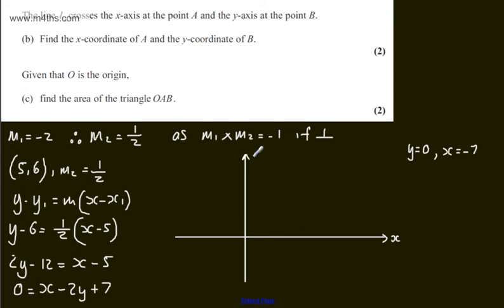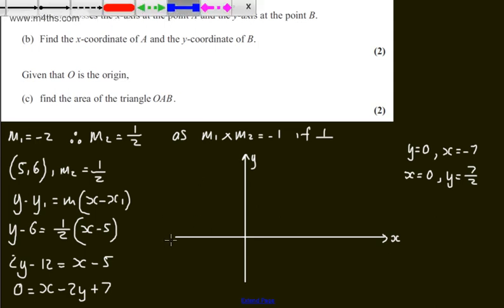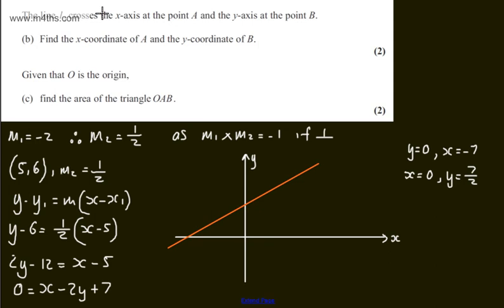It will cross the y-axis when x is equal to 0. So if we consider when x is equal to 0, we can see that y is going to be equal to 7 over 2. All I'm doing is simply plugging in the values here and solving for x and y. So what we're going to have is something that looks like so. We will have the point A, where it crosses the x-axis, so we can put A just here. This is going to be (minus 7, 0). And we have the point B where it crosses the y-axis, and this will be (0, 7 over 2).